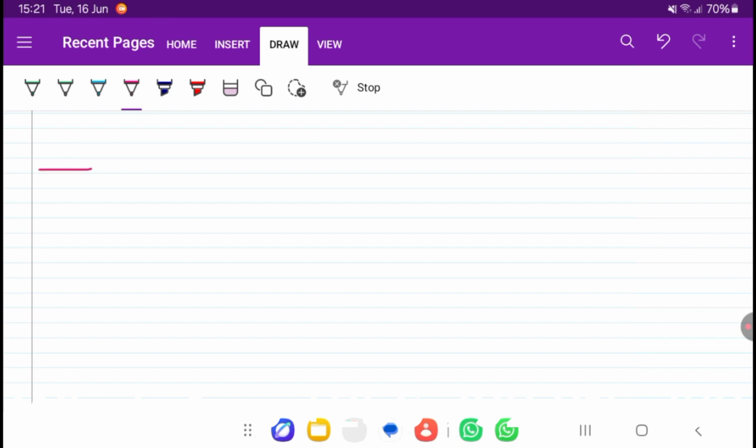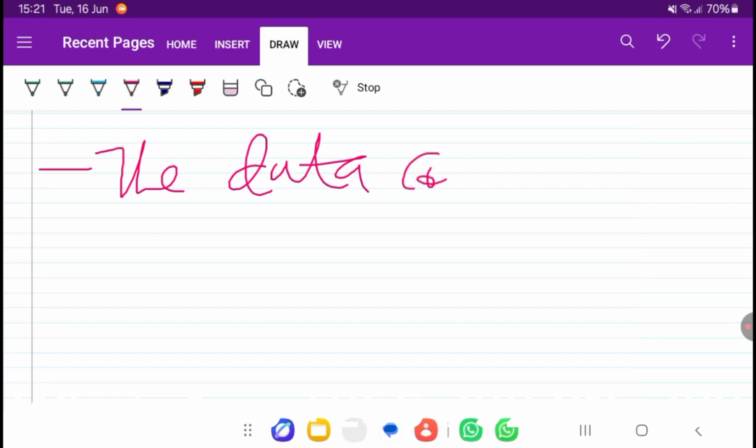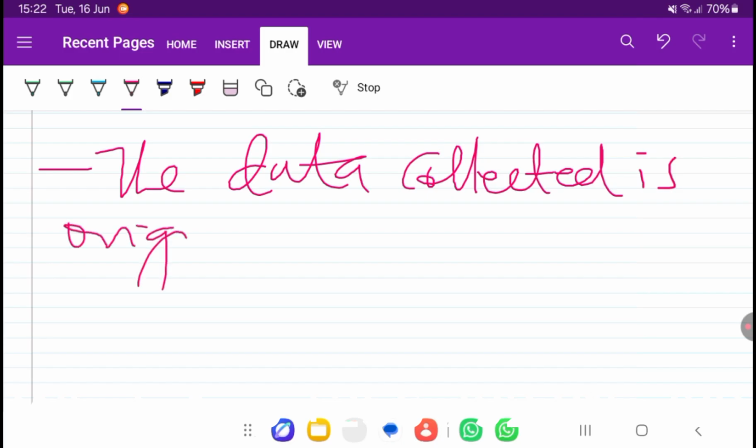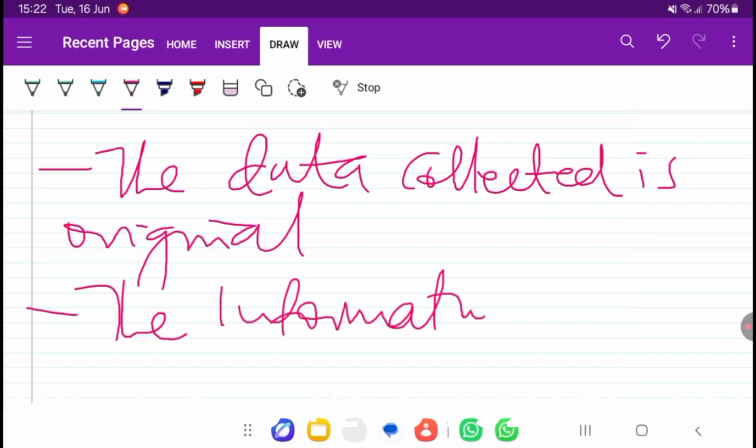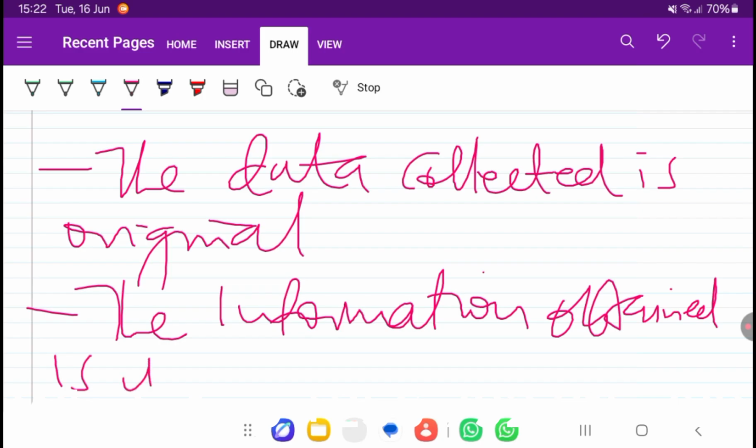Now the first one is that the data collected is original, meaning it is in its own original form, since it has been collected for the first time. The other is that the information obtained is unbiased.